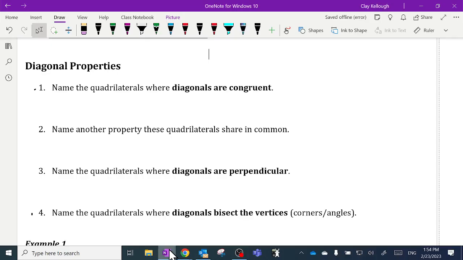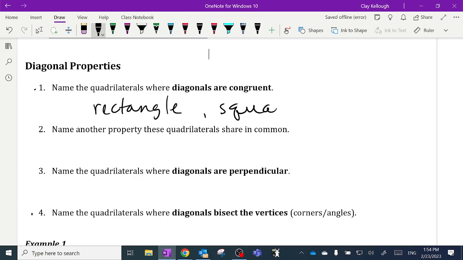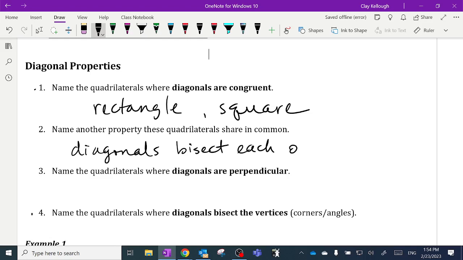All right, here is the answers. Name the quadrilaterals where the diagonals are congruent. There's 2 of them. The rectangle and the square. Name another property that's the same for both of them. For both of these, the diagonals bisect each other. So that's what would be true.